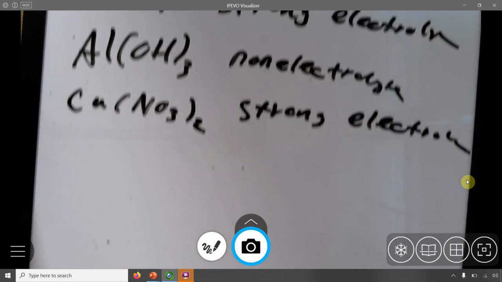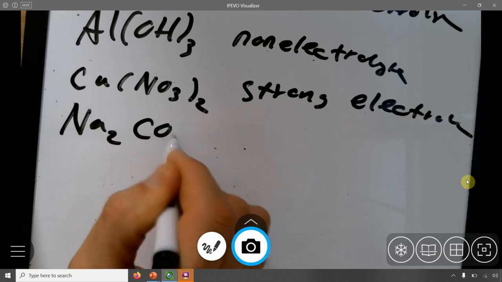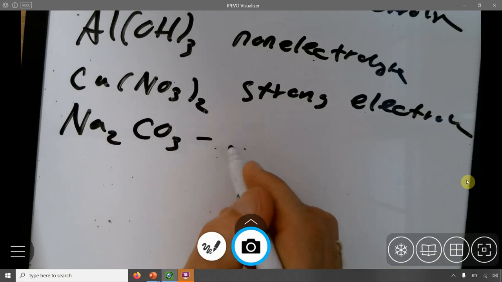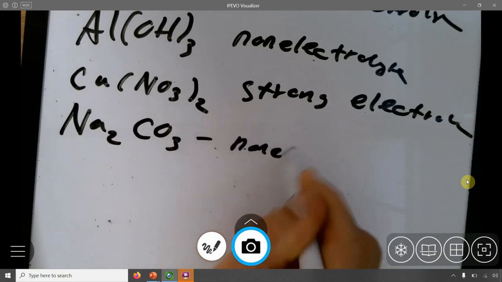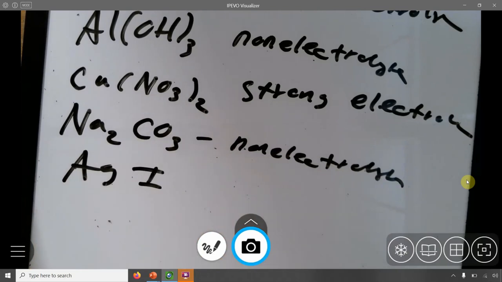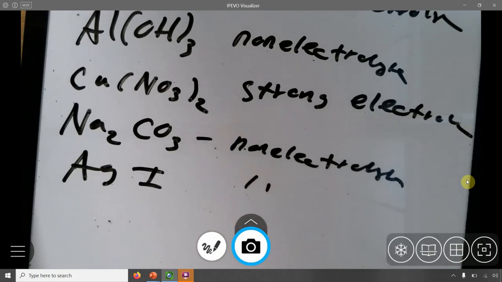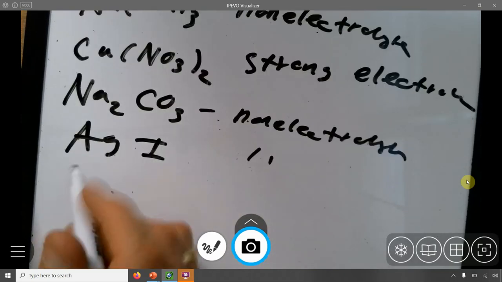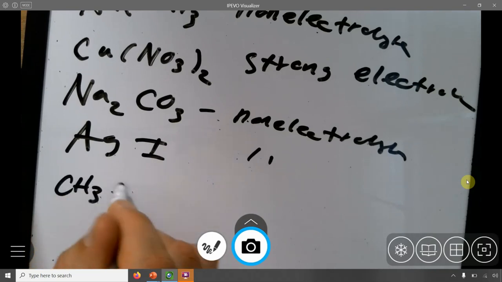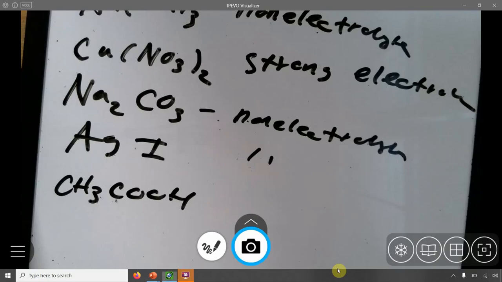If I look at sodium carbonate, well, carbonates tend not to be soluble, and this is not an exception. This is insoluble. Since it's insoluble, it's going to be a non-electrolyte. Silver iodide. It's another ionic compound that is insoluble, so it's going to be a non-electrolyte. Lastly, here would be acetic acid. Acetic acid is an acid. It's going to be a weak acid, so it's going to be a weak electrolyte.